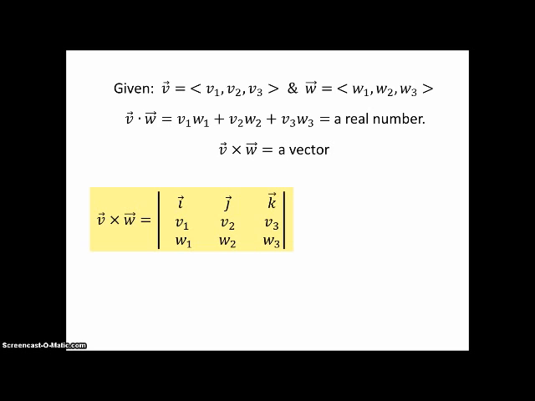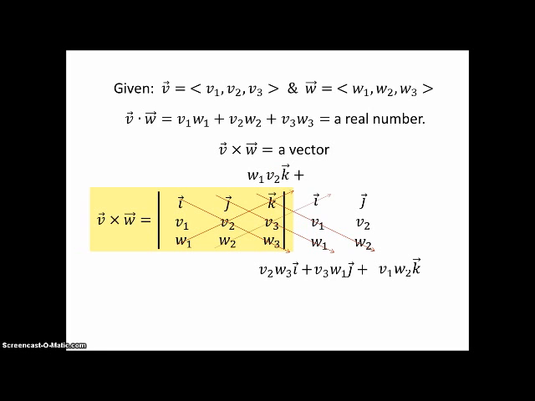For the shortcut, what we do is we take that determinant and we copy the first two columns. And then we multiply down the diagonals, so that would become v2 w3 times i. And then the next diagonal gives you v3 w1 j, and then the third diagonal going downward gives you v1 w2 k. Then we multiply up the diagonals, so that gives us w1 v2 k, the next diagonal w2 v3 i, and finally w3 v1 j. And then what we do is we take the bottom vector minus the top vector.